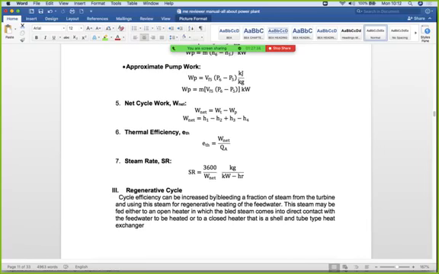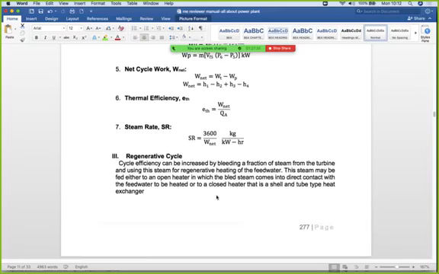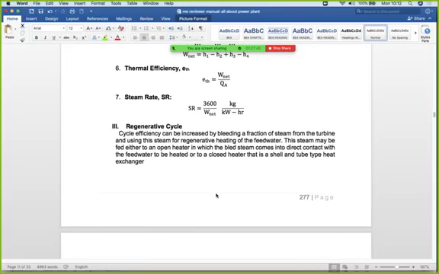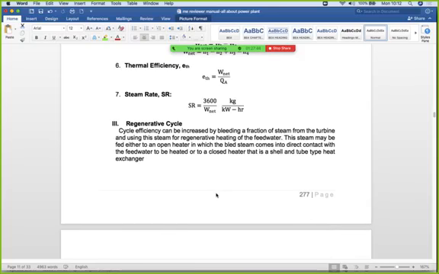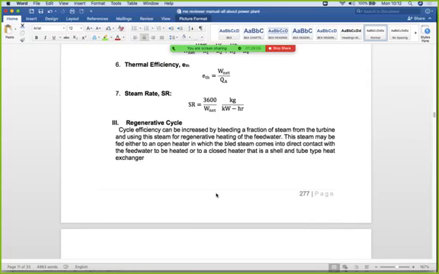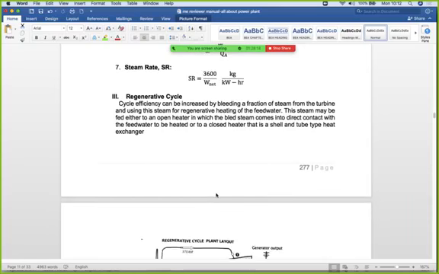After the reheat cycle, we have the regenerative cycle. What is regenerative? Cycle efficiency can be increased further by bleeding a fraction of steam from the turbine and using the steam for regenerative heating of the feed water. So it looks the same as reheat, but regenerative has its own characteristics. The steam may be fed either to an open heater, in which the bleed steam comes into direct contact with the feed water to be heated, or to a closed heater, that is a shell and tube type heat exchanger.